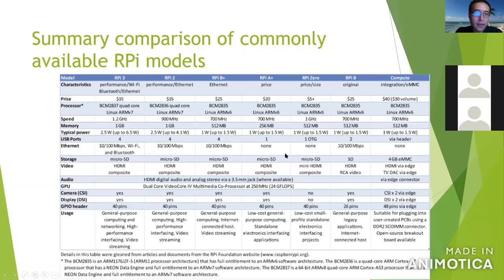This table gives us a comparison of commonly available Raspberry Pi models. You can see we have Raspberry Pi 3, Raspberry Pi 2, 1, and 0, and each of them has its specific specifications. Like I said, right now the most current version is Raspberry Pi 4. It's not in this table, but it should be very similar to Raspberry Pi 3. But for us, we just use our available Raspberry Pis, which is Raspberry Pi 3.